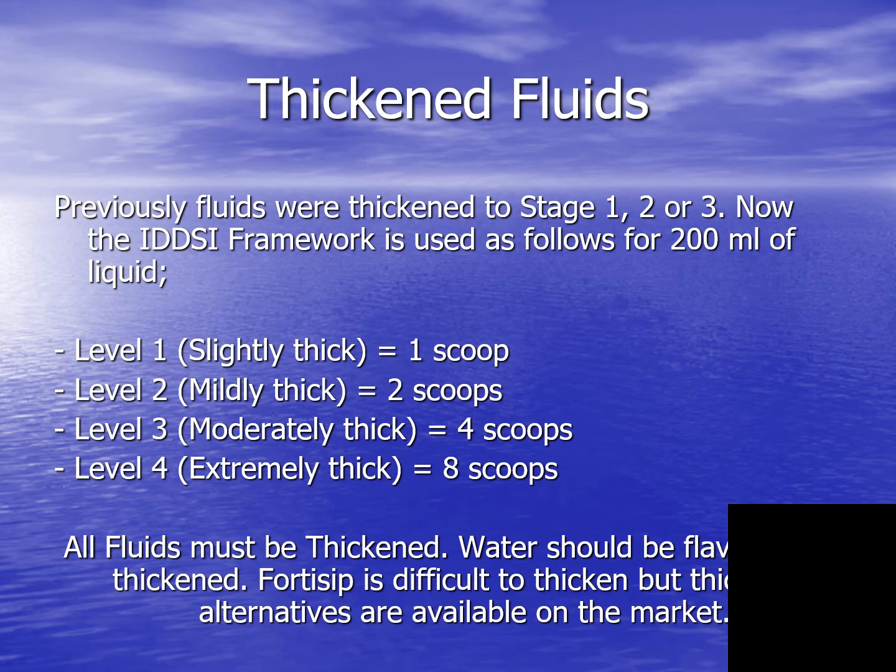Look on the side of the thickener tin. For 200 milliliters, if it's level 1, you put 1 scoop. Level 2, it's 2 scoops, etc. So level 4 would be extremely thick. You'd have to use a tablespoon or a teaspoon to give it to them, and if you scooped it out and turned it over, it wouldn't fall off the spoon. It'd be so thick.